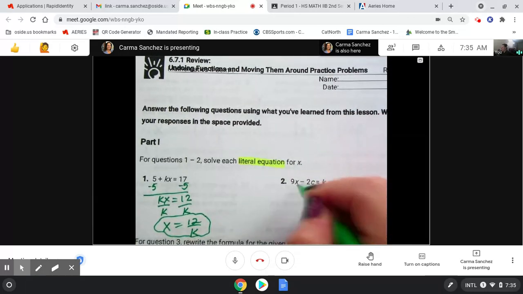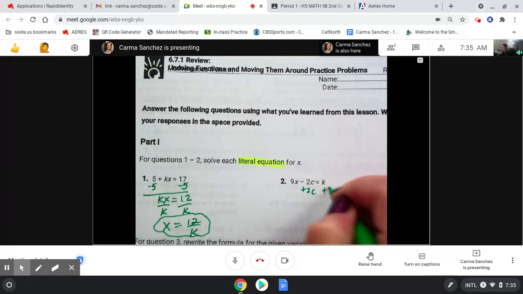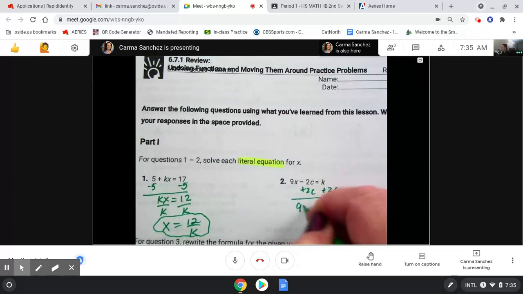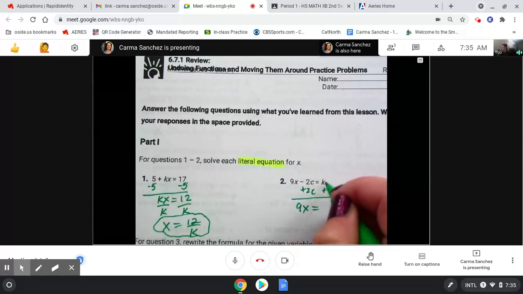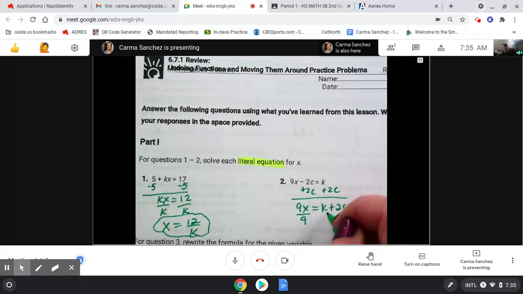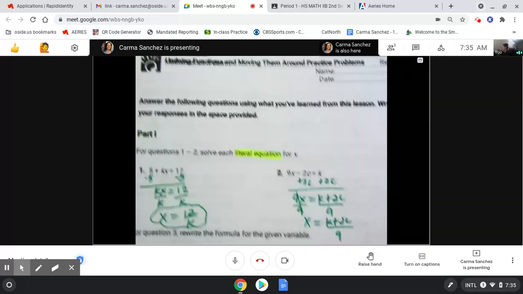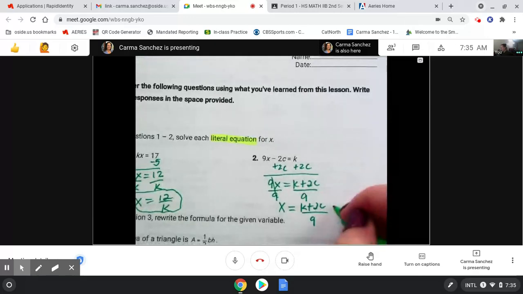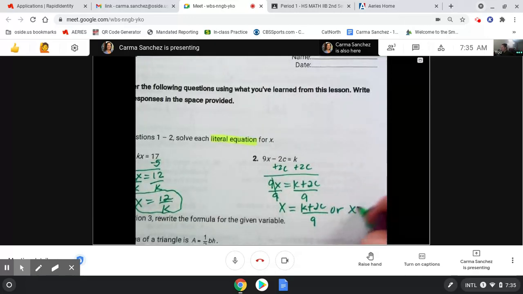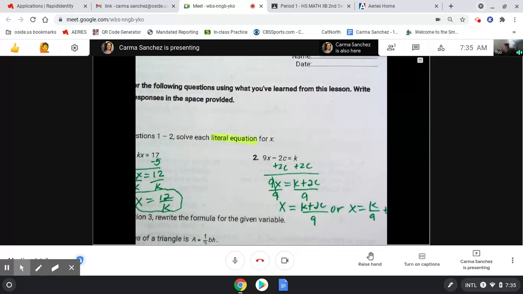Here I want this x isolated. So I'm going to start by adding 2c to both sides, which gives me, and you can put this in either order, k plus 2c or 2c plus k, doesn't matter. And then we divide by 9. Now you can write the whole thing over 9. So k plus 2c over 9 as a final answer, or you can split it up as k over 9 plus 2c over 9. It can be written either way.